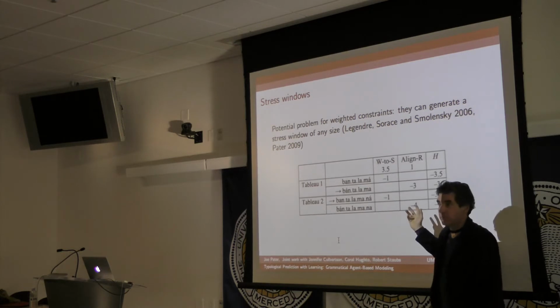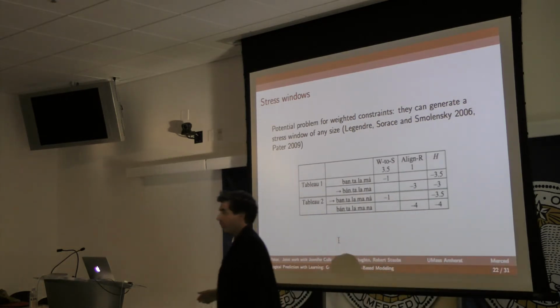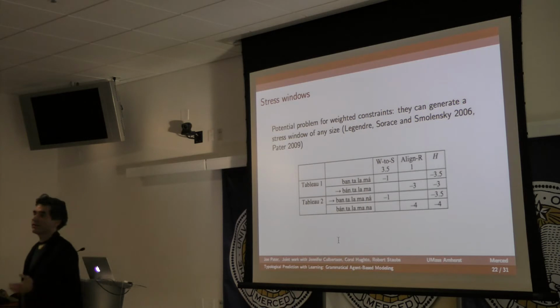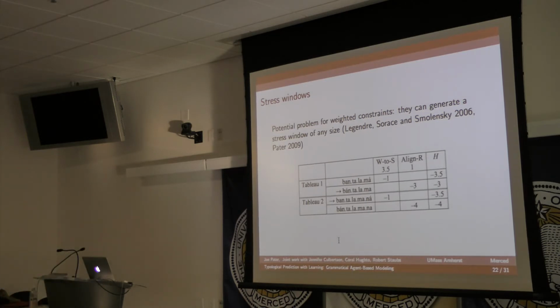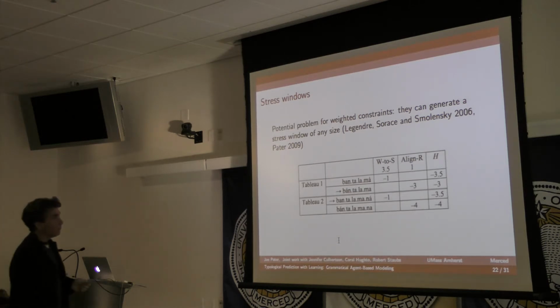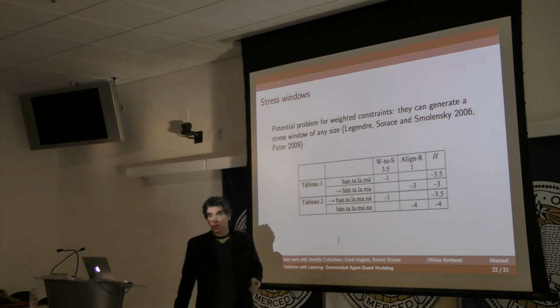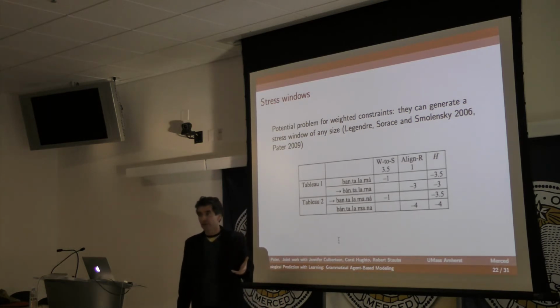And so Legendre et al. point out that with weighted constraints, you can get a 4-syllable window, a 5-syllable window, a 6-syllable window, a 7-syllable window, a window up to any size you'd like, by getting the right ratio of weights between these two constraints. And they say that this type of behavior of weighted constraints is why you wouldn't want to use weighted constraints in modeling typology, because you're going to generate, well, in this case, an infinite number of languages, an infinite number of unattested languages.